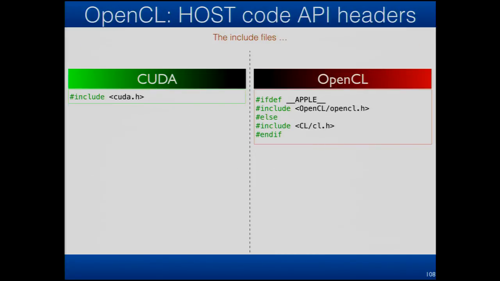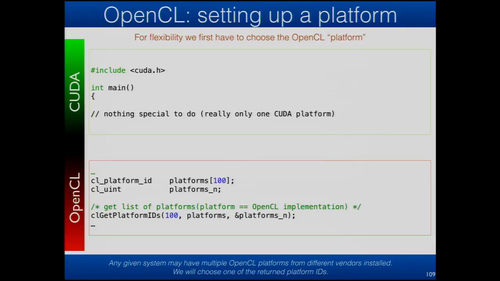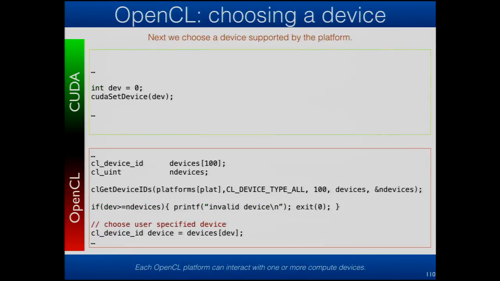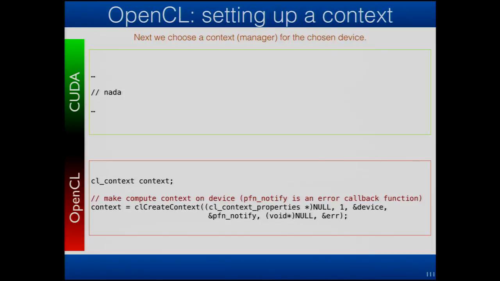So in CUDA, you're going to include the CUDA.h. In OpenCL, Apple is just difficult, so they put the OpenCL headers in a different place than the rest of the world. In Linux, you'd use CL/. In CUDA, you don't have to do anything special to get a device because there's a default device. In OpenCL, there might be a default device, but typically you have to figure out which platform, that's which manufacturer's OpenCL. You have to get a list of devices on that platform, because there might be multiple devices. So you have to choose a device.